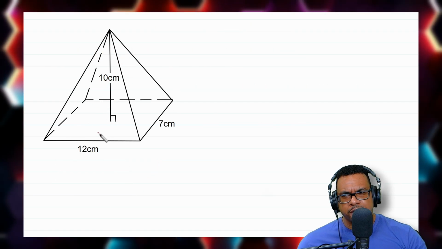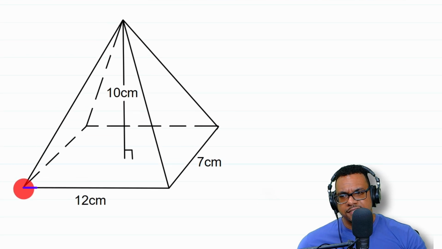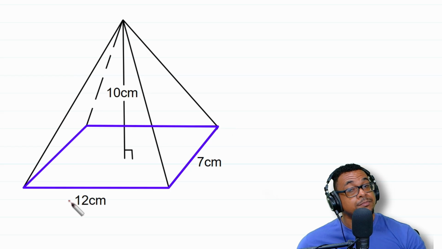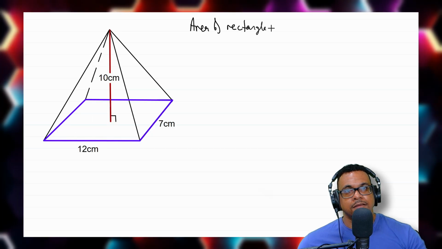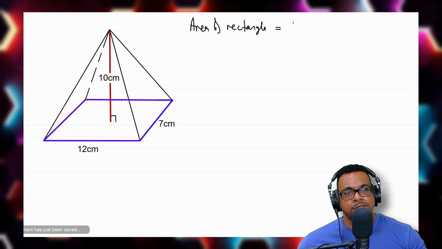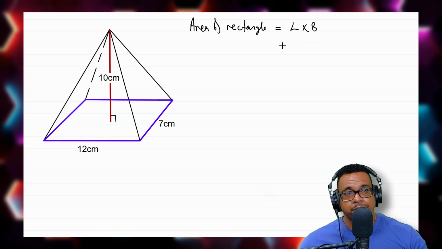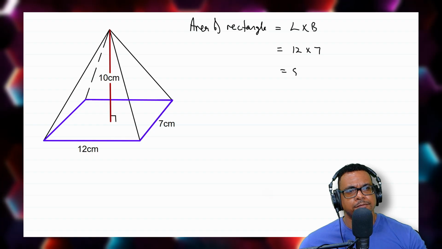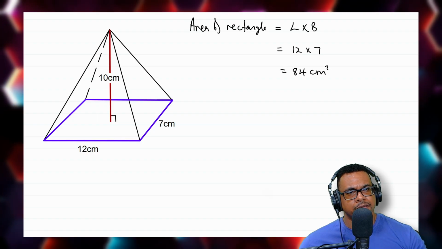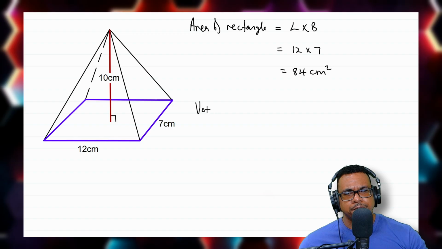Okay, so here I have a pyramid where I put in the dimensions of the sides. So we have this side is 12 centimeters, this side is 7 centimeters. So this would be a rectangular base pyramid. Here we have the height of the pyramid would be 10 centimeters. So now what we can do is find the area of the base. The area of the rectangle, and remember the rectangle is the base, will be equal to length by breadth or length by width. The length will be 12 by 7, so that's 84 centimeters squared.